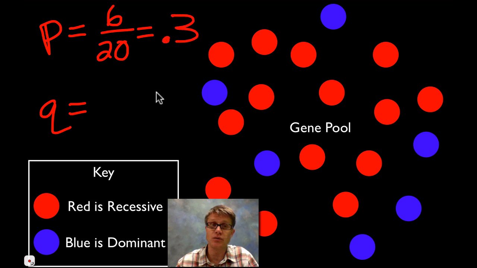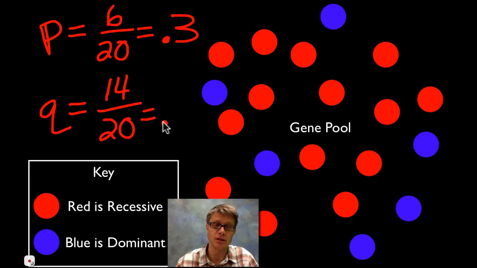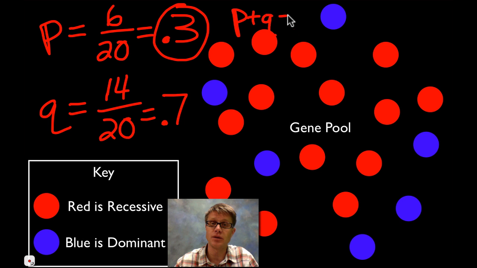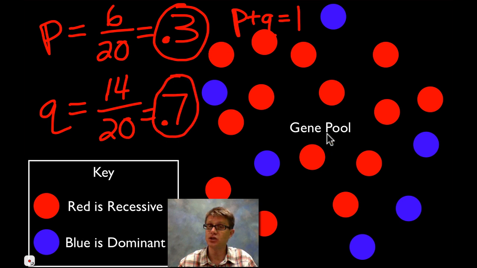And so now how do we figure out the Q value? Well, the Q value, I could count up all the red ones. It's going to be 14. And then I divide that by 20, and it's going to be 0.7. Another quick way to do that is if you figure out that this is 0.3, P plus Q will always equal 1. And so I could have just taken 1 minus 0.3, and that would have given me my Q value. And so what does this mean? Well, in a gene pool, this means that 30% or 0.3, be cautious of percents because they can get you in trouble when you're solving the problems, but 30% of the genes are going to be of the dominant, and 70% are going to be of the recessive.